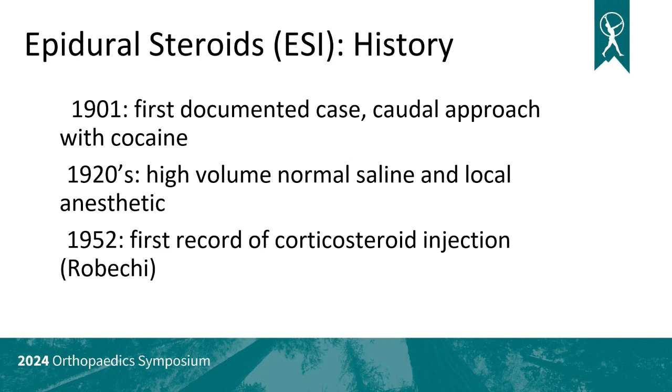So a little bit of history here. The first epidural steroid injection, first documented case, was back in 1901, and the first approach that was used is the caudal approach, and it was used with a local anesthetic at the time known as cocaine. So that certainly has progressed over time. We don't use that anymore. So in the 1920s, they started using some saline and local anesthetics such as lidocaine and bupivacaine. And then 1952 was the first record of corticosteroid injection by Robici.